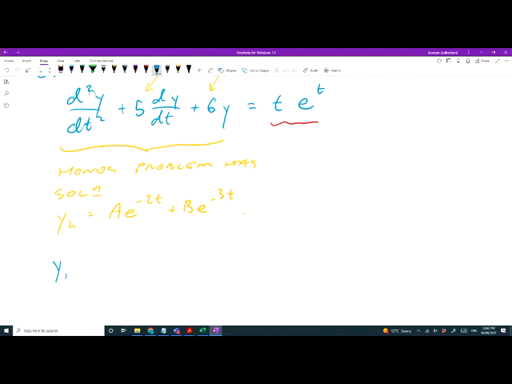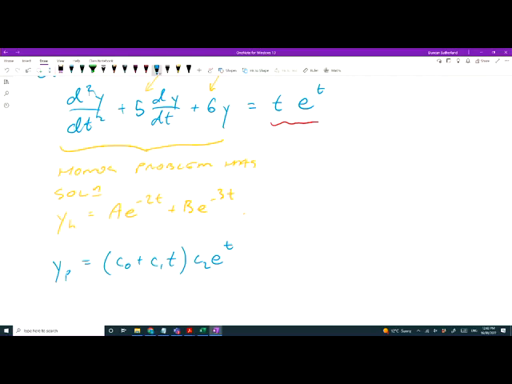So, our y_p, what we would guess, we've got a first-order polynomial multiplied by an exponential. So what we guess is a first-order polynomial multiplied by an exponential. But we guess the most general one. We guess the most general first-order polynomial. And usually we would then guess this, for the exponential, a constant multiplied by an exponential of the same exponent.